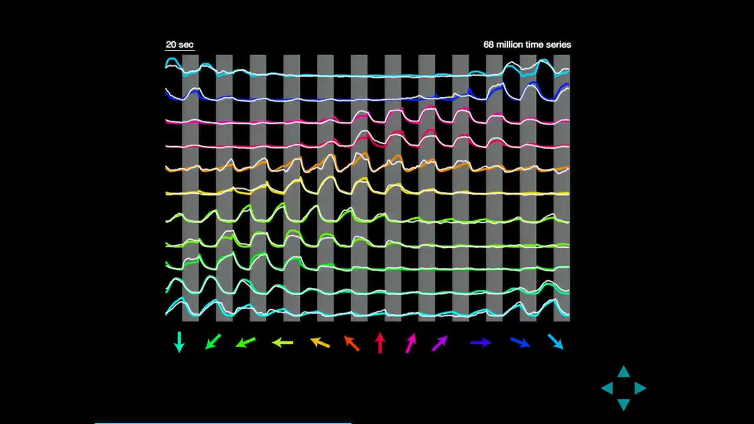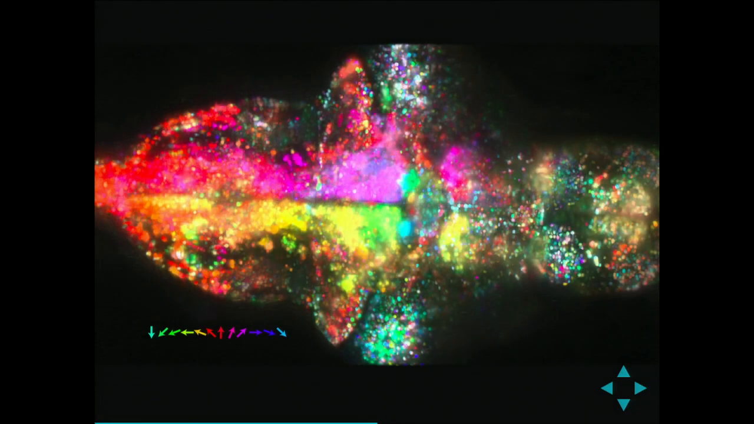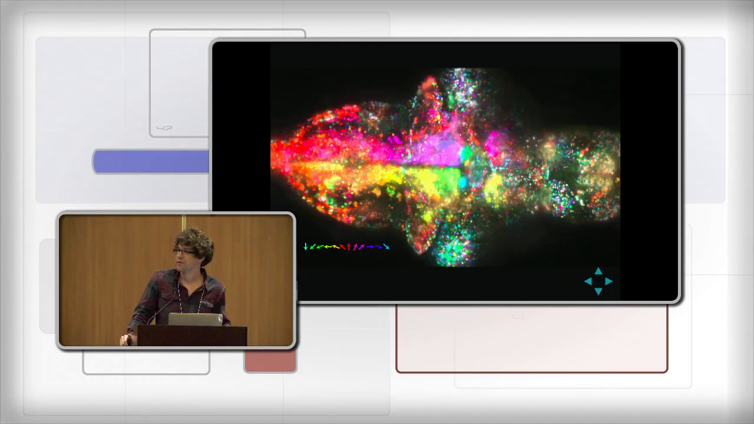Because we can do this in Spark very quickly on about 68 million time series, we now have the ability to very quickly take the kind of movie that I just showed you and generate a map of direction selectivity across the entire brain. So literally, in just a few seconds, we can generate images like this. This is a map of direction selectivity, really for the first time, across the entire brain of an animal.